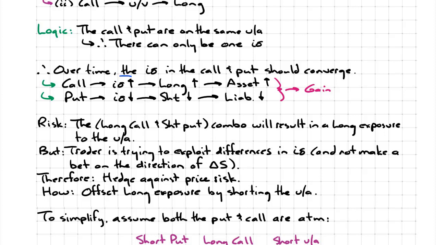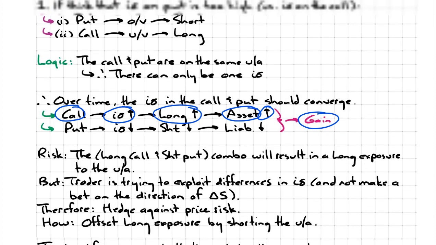Now, at the same time, if you're expecting the implied volatility priced in the call to go up, that means the value of the call option itself is going to go up, and therefore we want to take a long position, right? Because then that would appreciate. So remember, when you're long something, it's like an asset. So if the value of your asset is increasing, that's going to result in a gain.